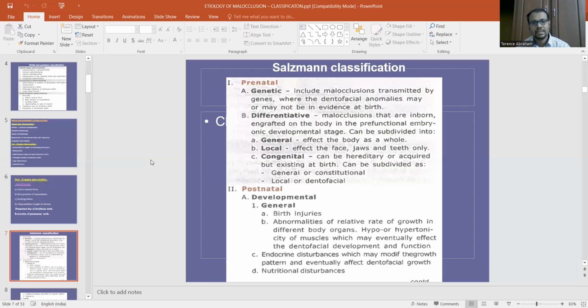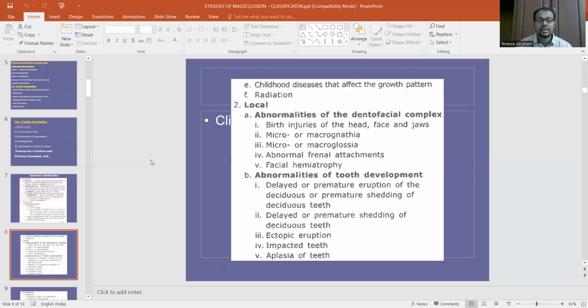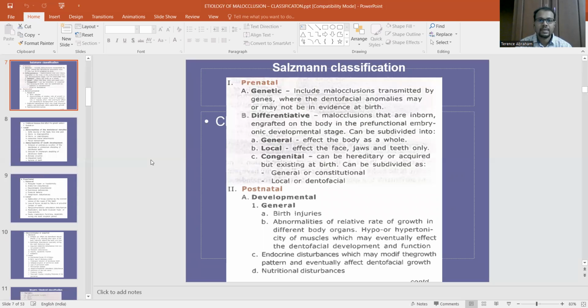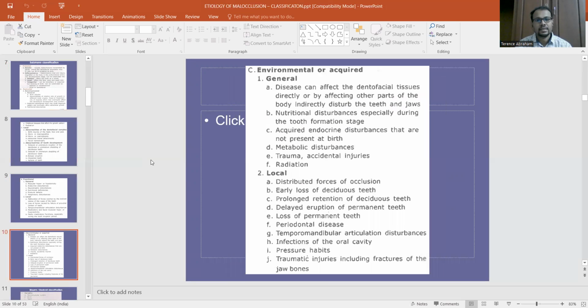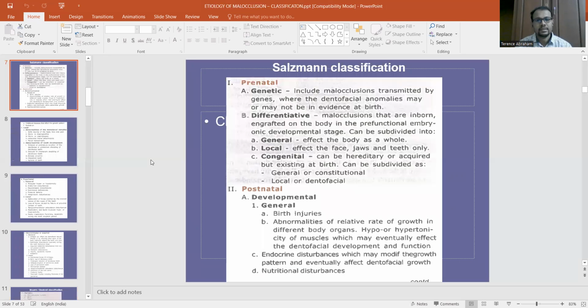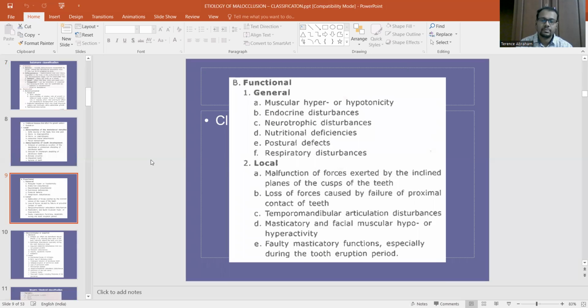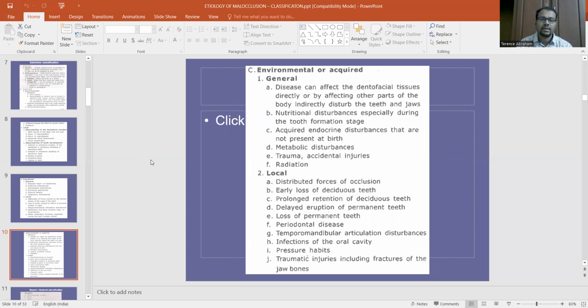Coming to the next classification, Salzman's classification. He classified the etiology of malocclusions into mainly two types, prenatal and postnatal. In prenatal, it is divided into genetic and differentiative. In postnatal, it is divided into developmental, functional, and environmental.